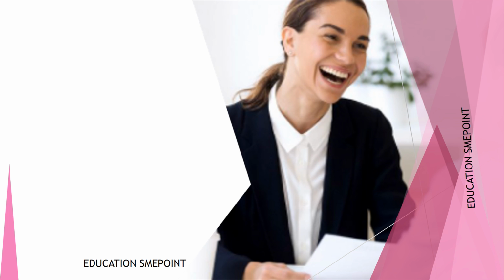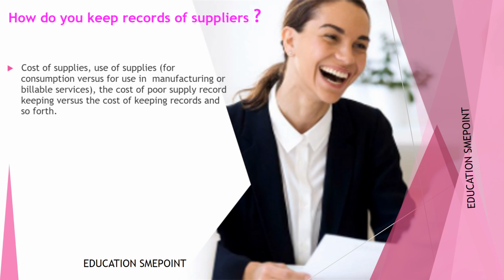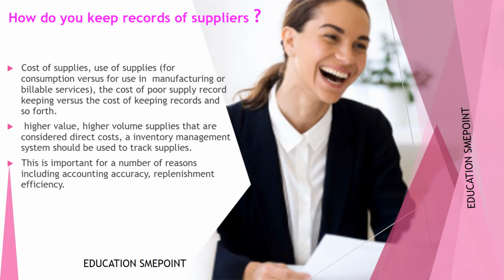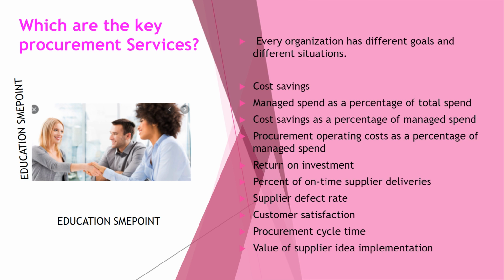How do you keep records of supplies? It depends on a number of factors such as the cost of supplies, use of supplies, for consumption versus for use in manufacturing or billable services, the cost of poor supply record keeping versus the cost of keeping records, and so forth. However, for higher value, higher volume supplies that are considered direct costs, a computerized inventory management system should be used to track supplies. This is important for a number of reasons, including accounting accuracy and replenishment efficiency, which are the key procurement services.